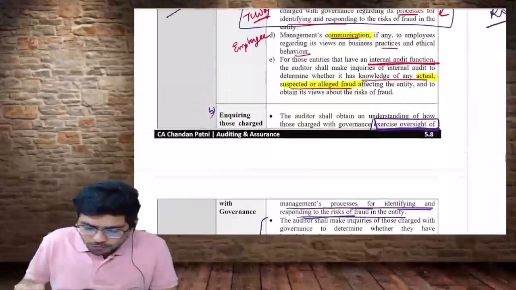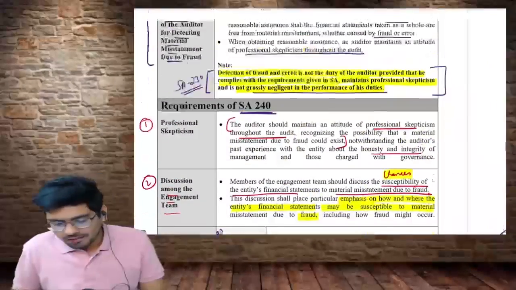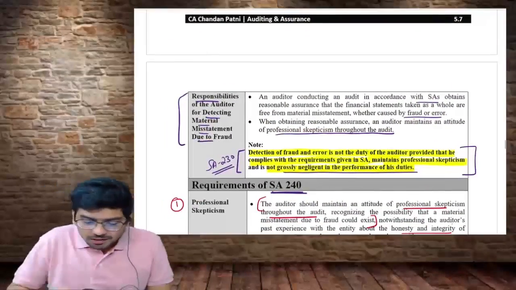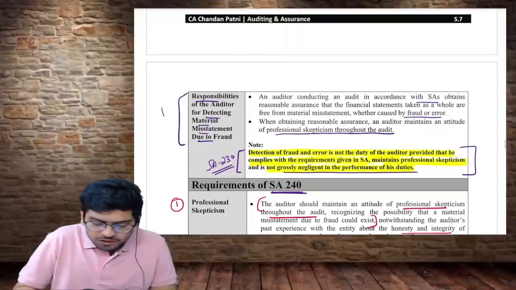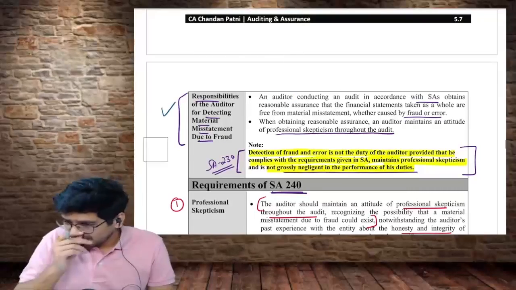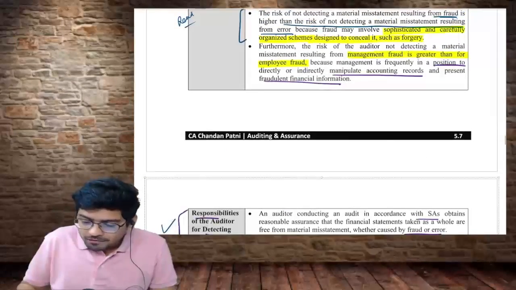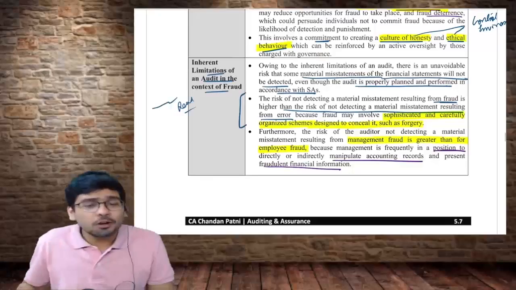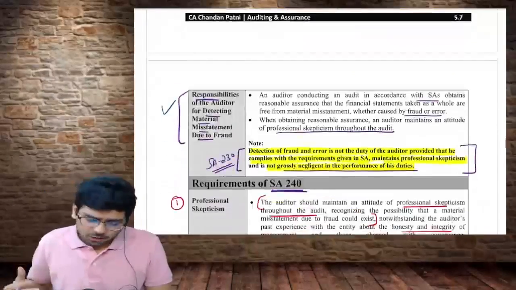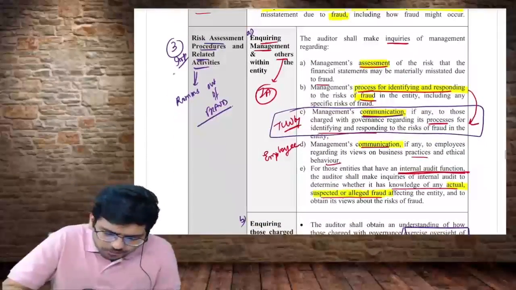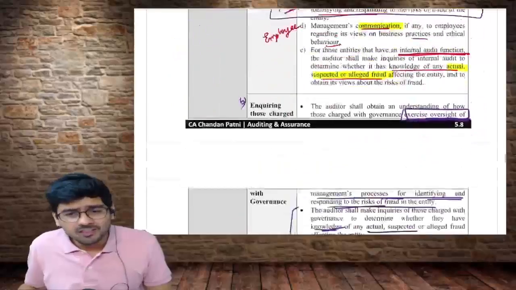The only point which I want all of you to understand, at the inter level, they are more concerned with the basics, that whose responsibility is it to maintain, to detect and prevent fraud. Why will the auditor not be able to detect all the frauds, and all these things they will ask you. And if they ask you a question, please mark this as important. I feel this is really, really important.